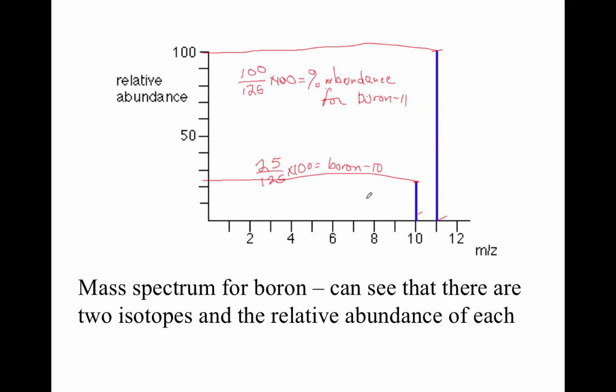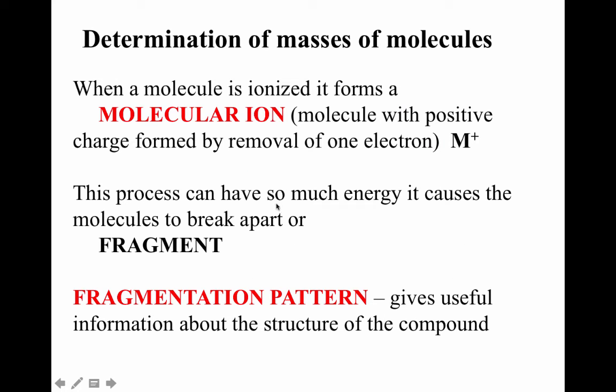All right, so when we look at the mass spec for a molecule or a compound, we are going to form what's called a molecular ion. This is a molecule with a positive charge formed by the removal of one electron. We're going to write that as a capital M with a plus sign. That is the molecular ion. It's formed by getting bombarded with those high energy electrons.